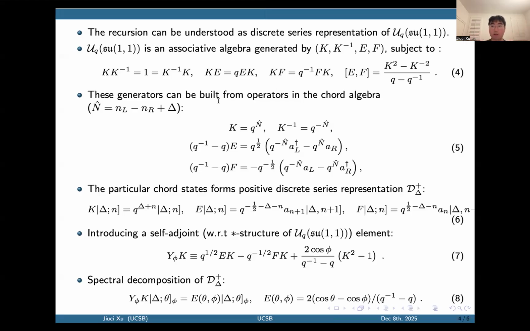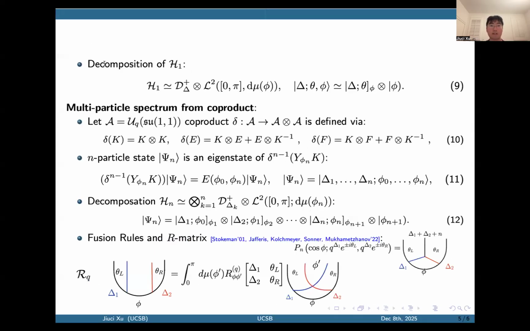In particular, we can perform a spectral decomposition with respect to a self-adjoint element of the quantum group, such that it leads to a decomposition of the one-particle Hilbert space into the irreducible representations of the quantum group. And we can move on by building up the multi-particle spectrum of double-scaled SYK with the help of a coproduct structure of the quantum group.